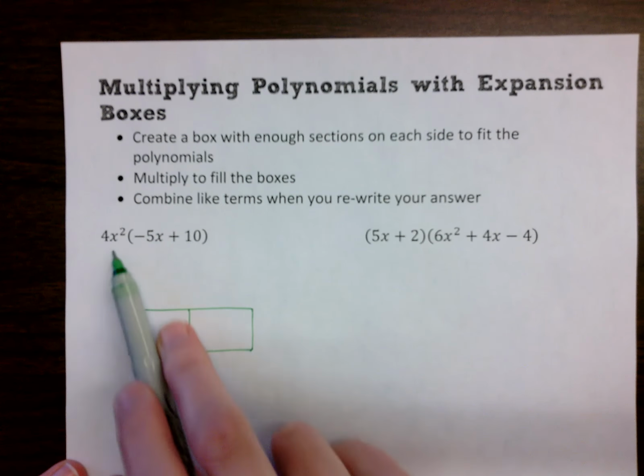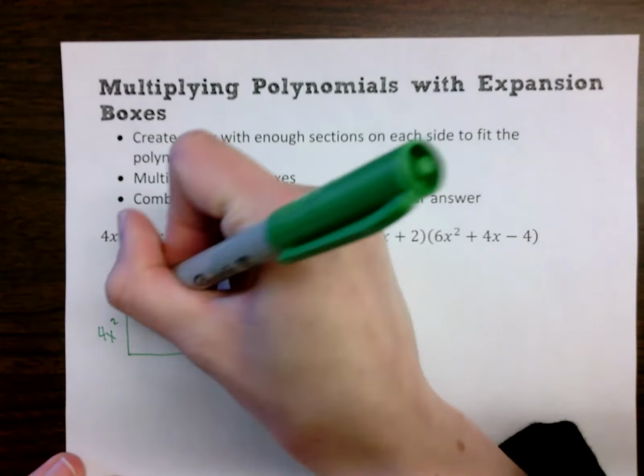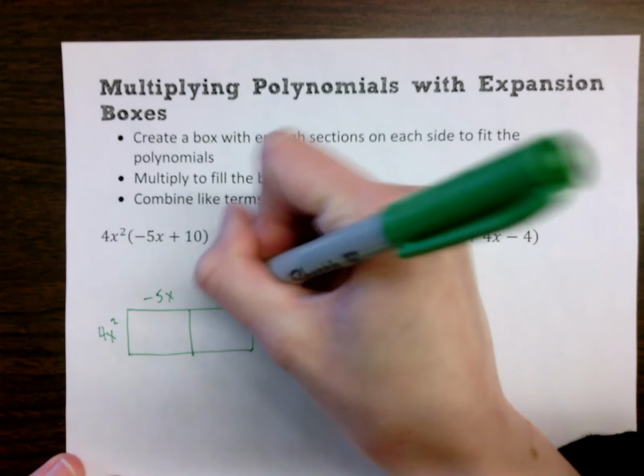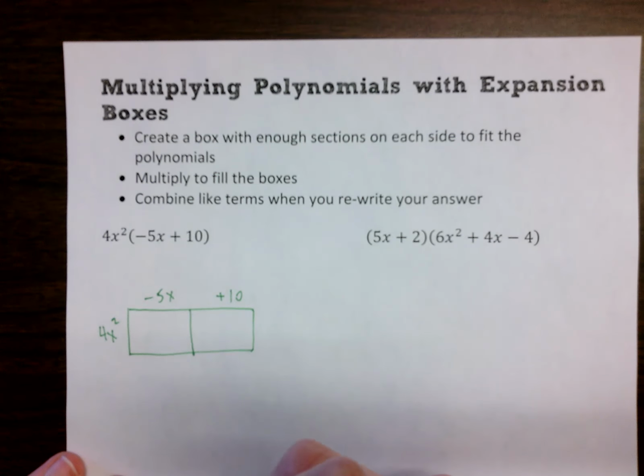Okay, and then I'm just going to write these polynomials on their sides. So the 4x squared I'm going to write over here, and then I'm going to write the negative 5x and the plus 10 here. So see how each term gets kind of its own section? That's what I'm looking at doing here.